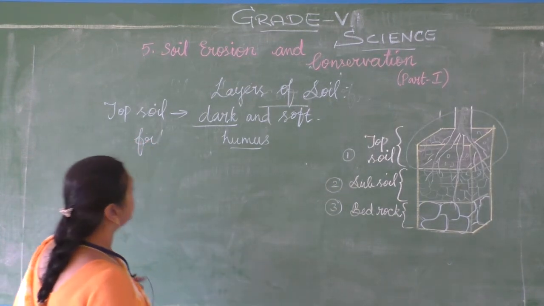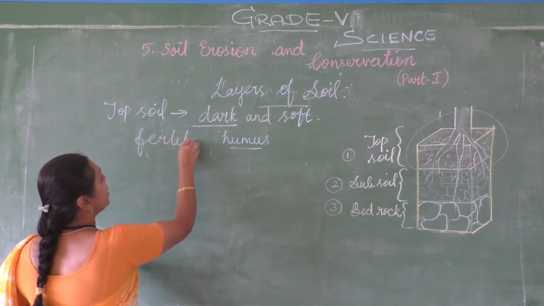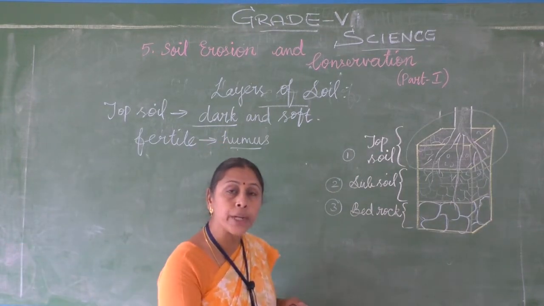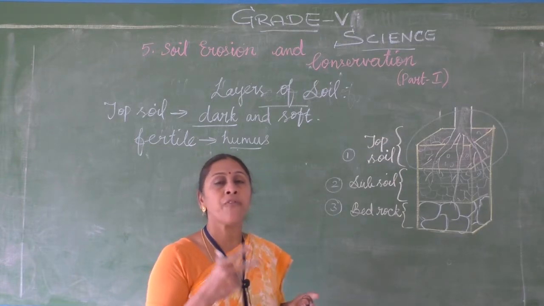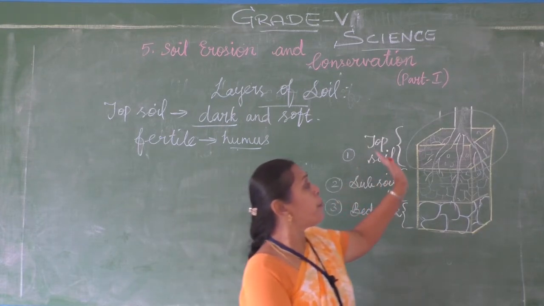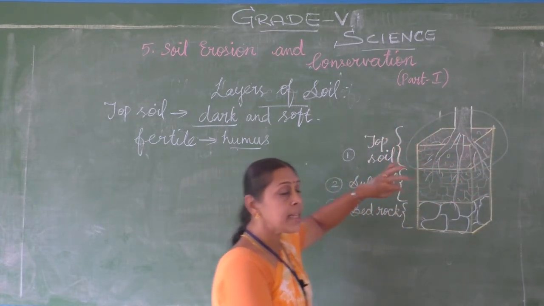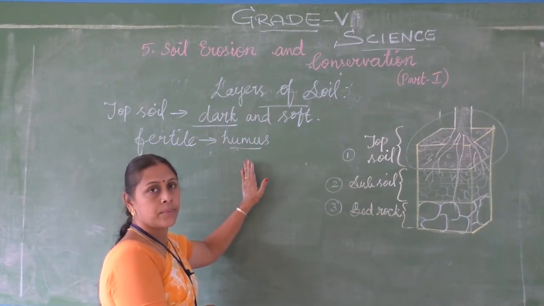Fertile means what? It helps the plants to grow well, because it contains the humus, and all the nutrients which are very important for the growth of the plant are present. So you can see the plant's growth only in the top layer, as it contains the humus. Understand, children?